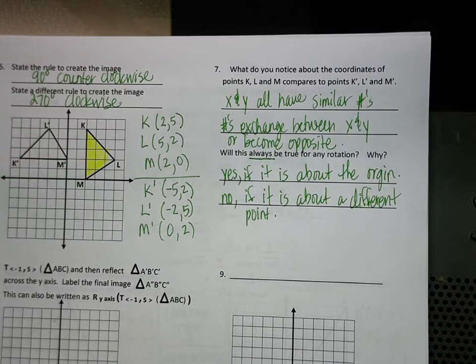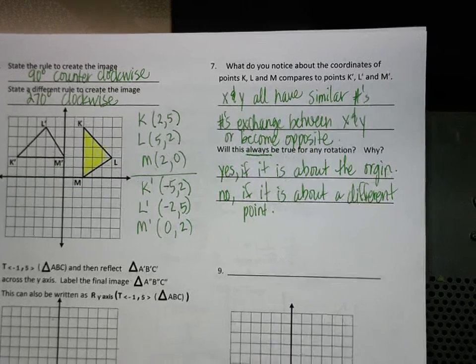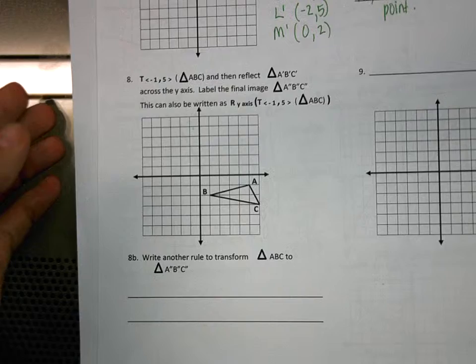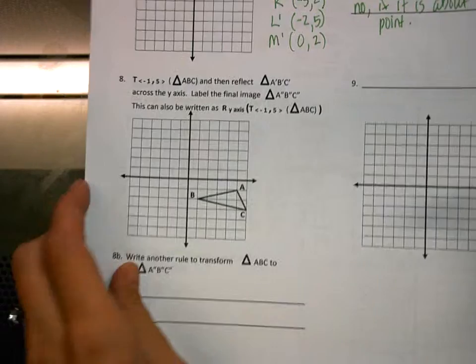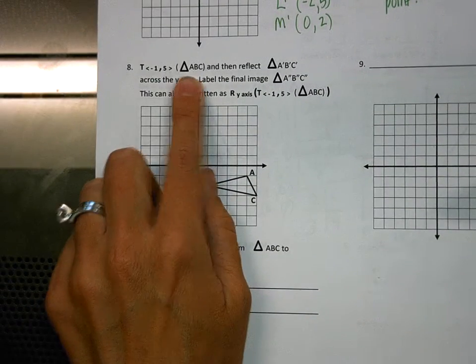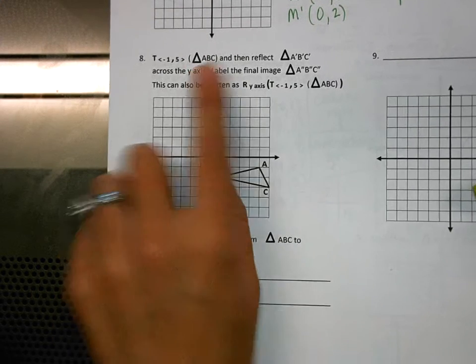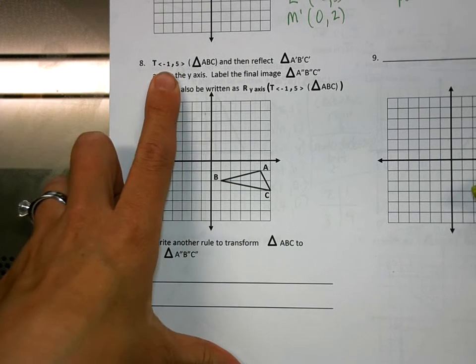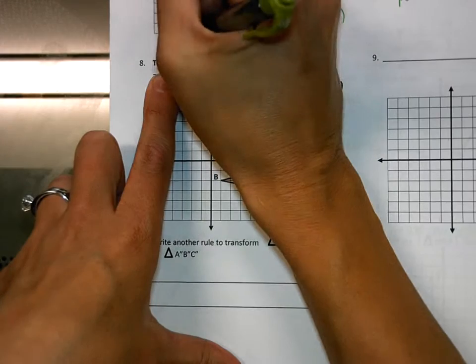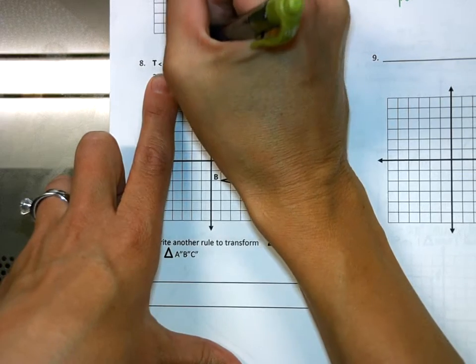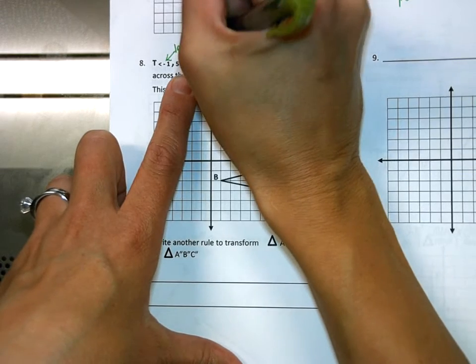Okay, so last one, number 8. Number 8 asks us to translate our triangle ABC by moving it (-1, 5). If you need to write that because you don't remember, that means right and left. So -1 is left 1, and then 5 would be up 5.